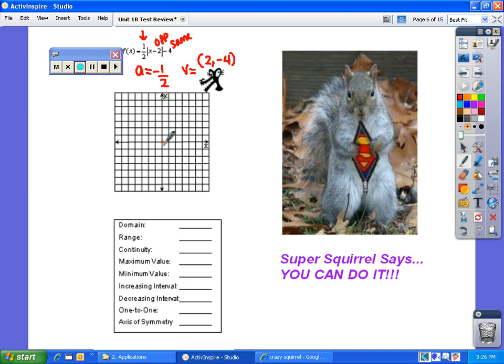Now to graph it, you're going to transform it from the middle, going right 2 and down 4. That is your vertex. That is your starting point. So now from there, because A is negative, we're going to go down 1 and over 2. Down 1 over 2. Since this is not a straight line, this is an absolute value, we have to reflect it on the other side, going down 1, left 2. Okay, and then I'm going to connect the dots.